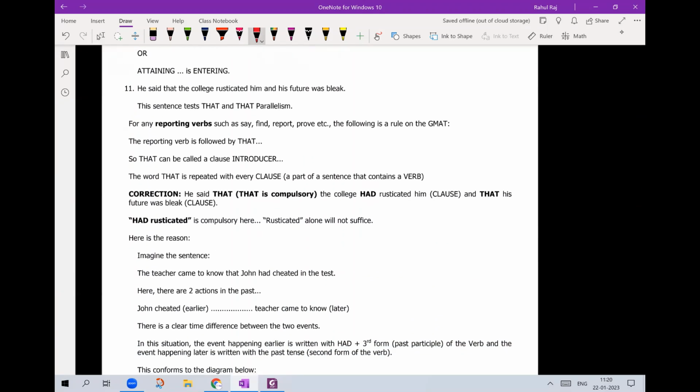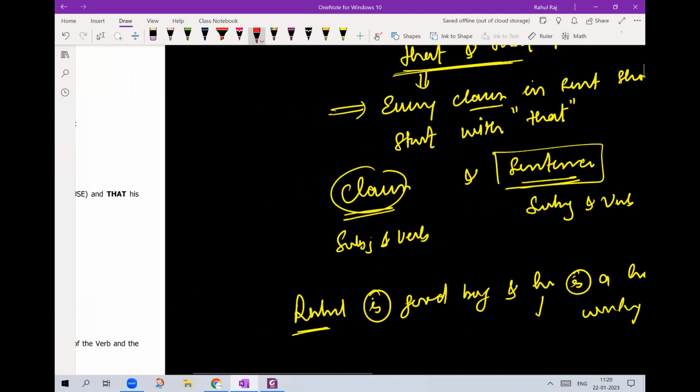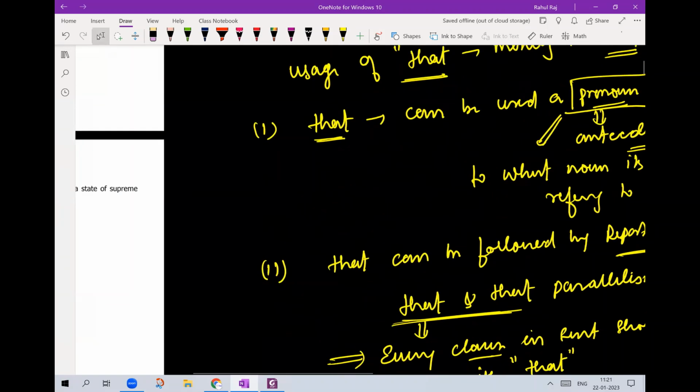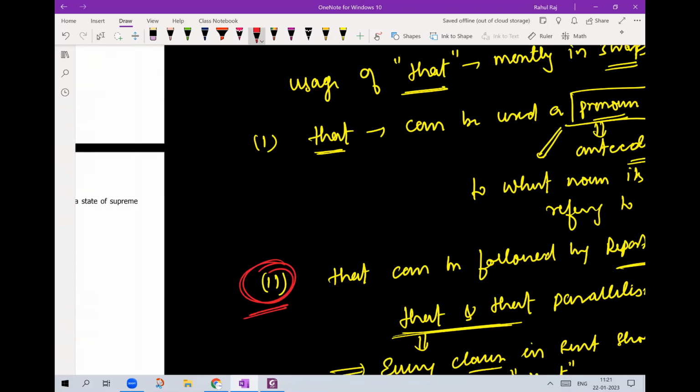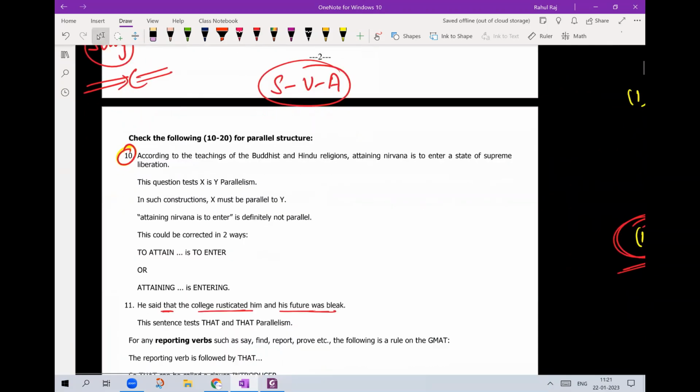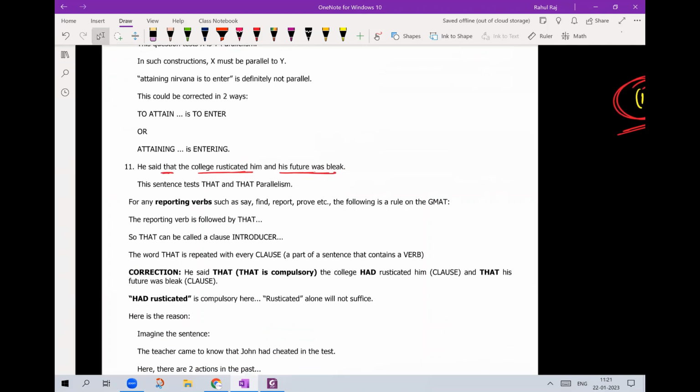So question number 11 says, he said that the college restricted him and his future was bleak. And I have not told you the third uses of that, which I'll come to later. So right now we are learning the second uses of that. That is followed by a reporting verb, and that can act as a pronoun. The third uses of that, I'll come down to after question number 20. So let's understand the second uses of that. Imagine when I say he said that, when you look into this that, first thing, is this a pronoun?